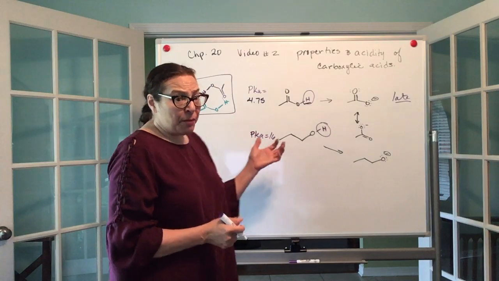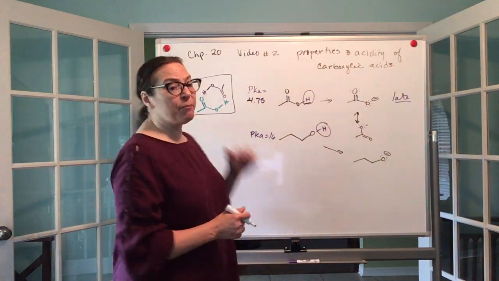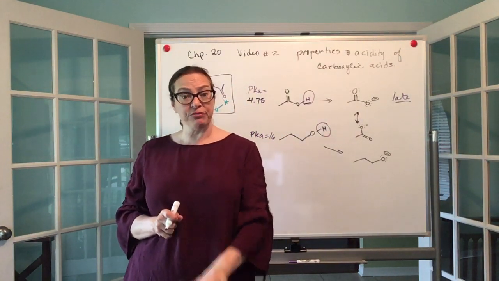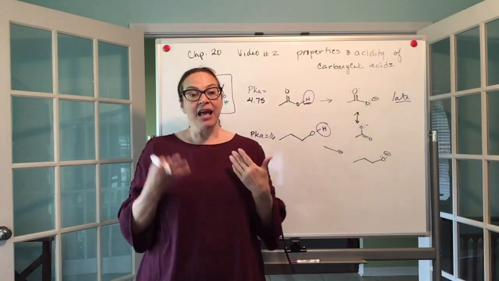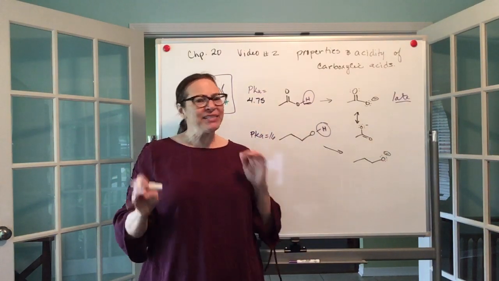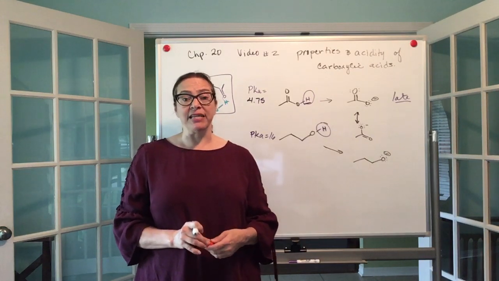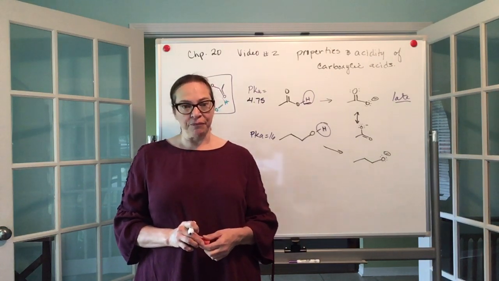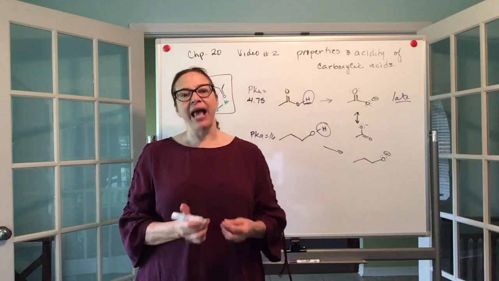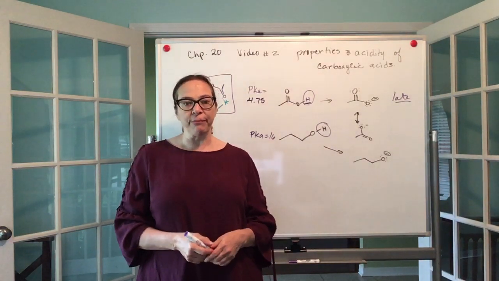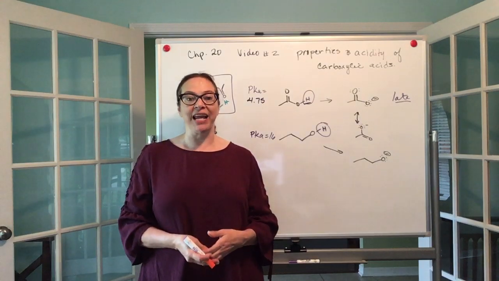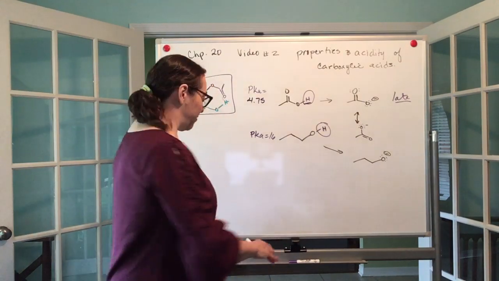Now, here are two numbers. We know that the closer the number is to a lower number, to 0, the more acidic it's going to be. The higher the number is, the less acidic it's going to be. But it still doesn't give us a very good idea of what the relationship is between the two. This is where the Henderson-Hasselbalch equation comes in. And I know I have to take you back to general chemistry, but it's really going to help you to understand the relative acidity of things.